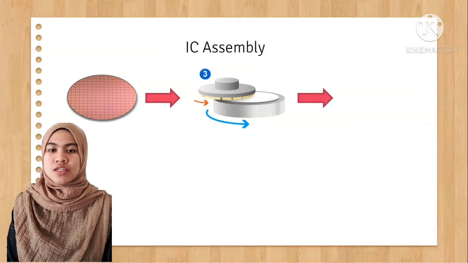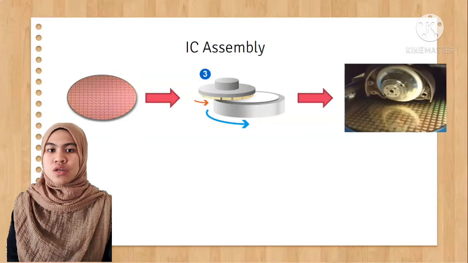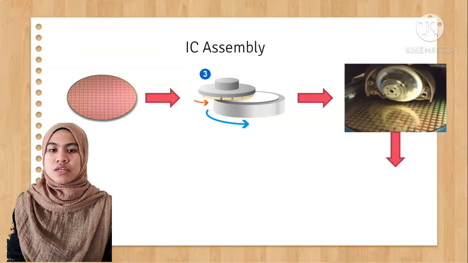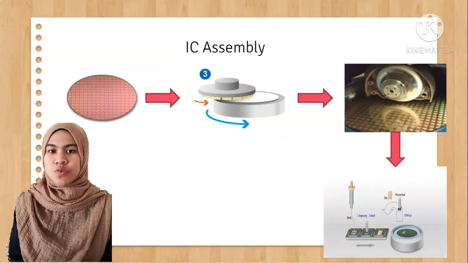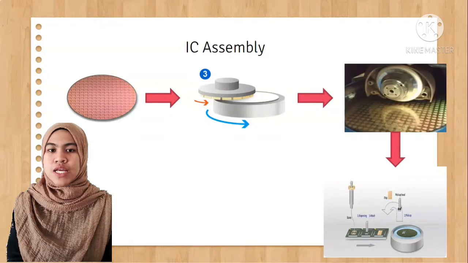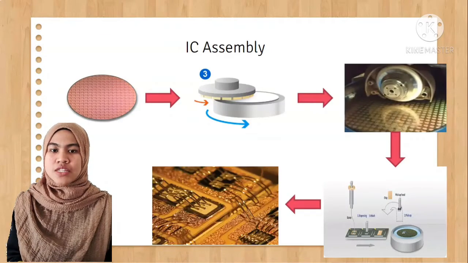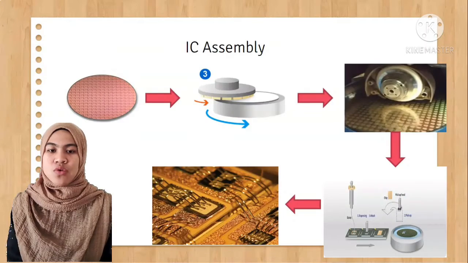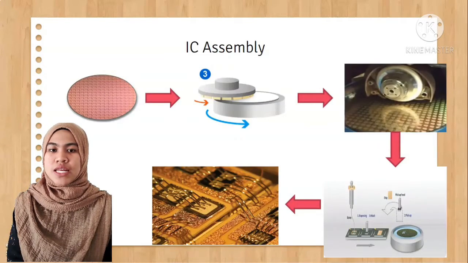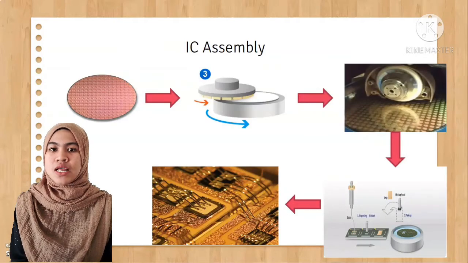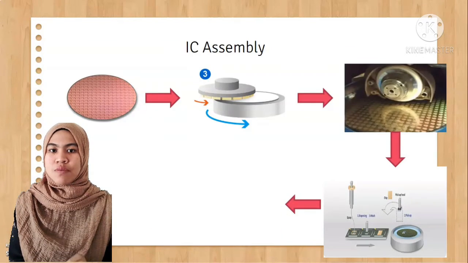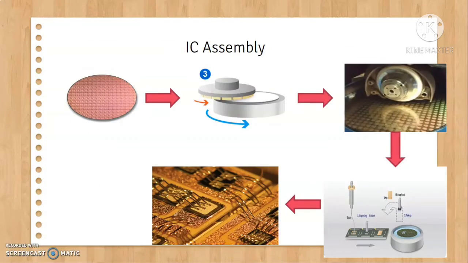And next is the die separation process, which is also known as die singulation. After this process, the die will be placed on the substrate, which is called die attach. And the last process is the wire bonding. Wire bonding provides the electrical connection between the silicon chip and the external leads of the semiconductor device.